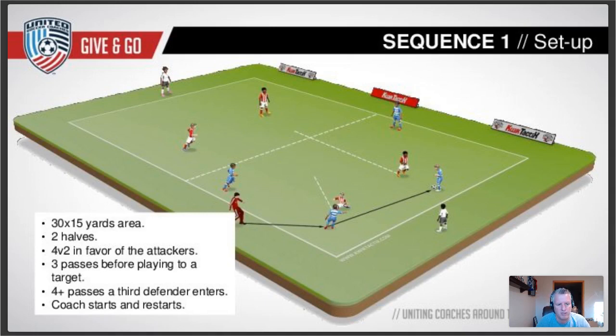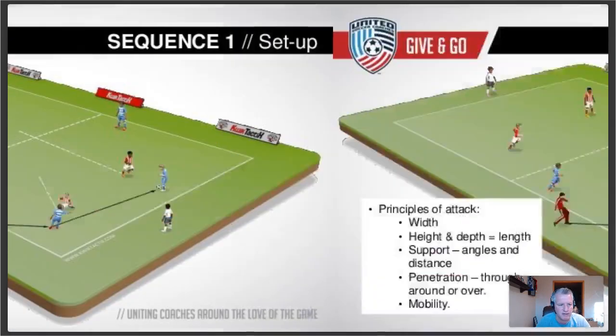So the coach passes in, and then from there on, the objective is to get 3 or 4 passes or more before passing to the target player. The only rule to increase the intensity is that if the Blues decide to make more than 3 passes, the Reds can send in a 3rd defender. The coach always restarts every activity.